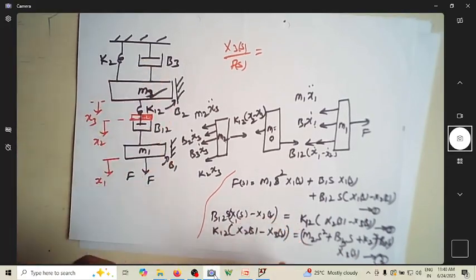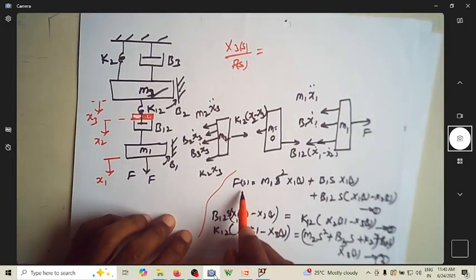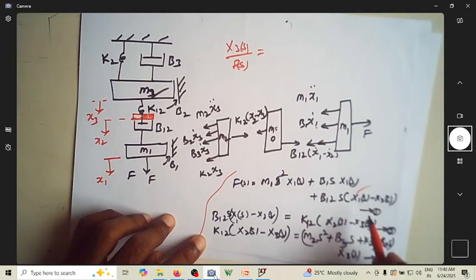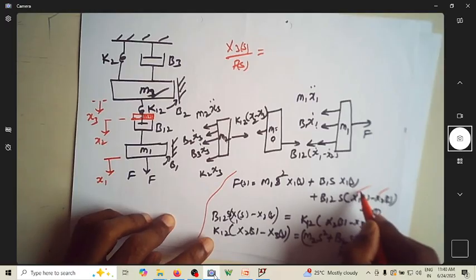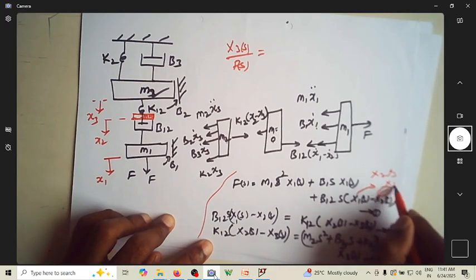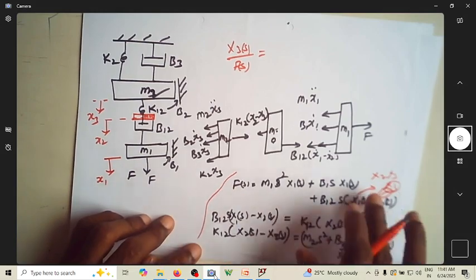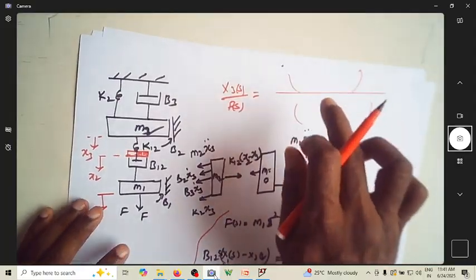Without having the values, it simply becomes substituting the equation from this to that. Finally, from this you will eliminate x1. Ultimately you will eliminate x2, which will be replaced in terms of x3, so that you have f of s and x3 only, and your transfer function will have some numerator and denominator in terms of zeros and poles.